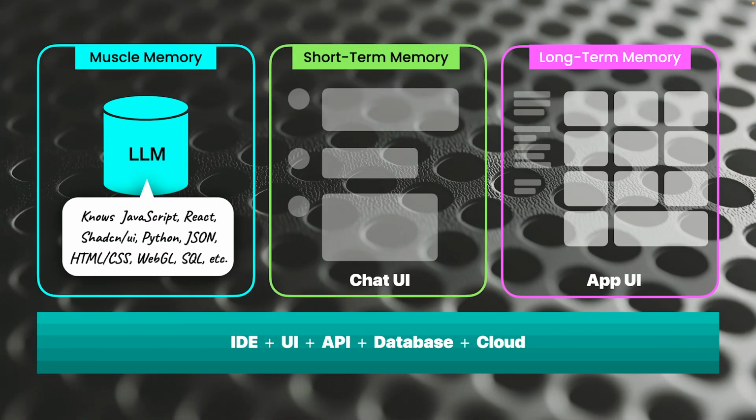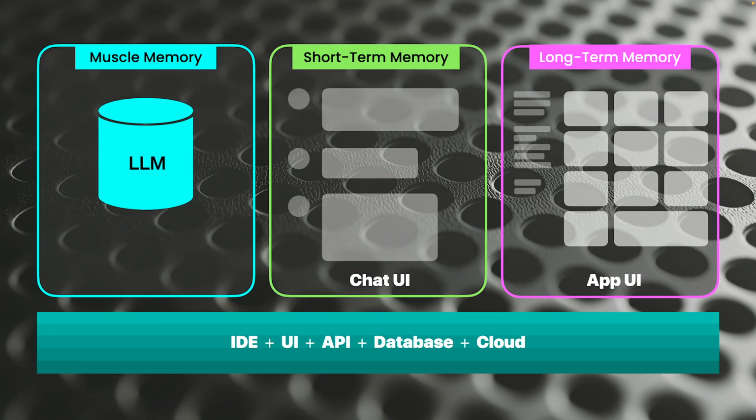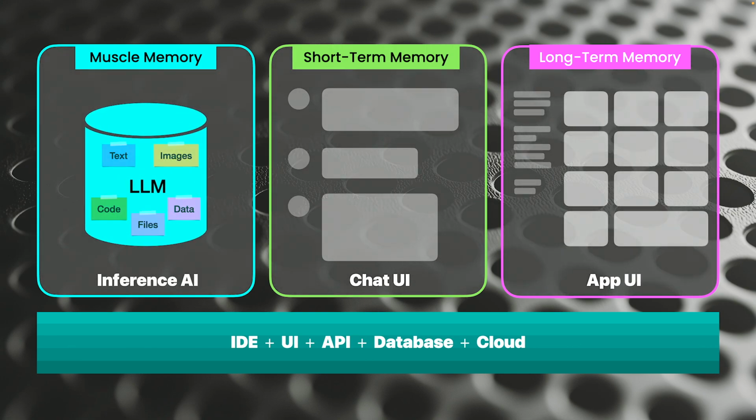But if you think about this not just as human skill learning, but think about the LLM dealing with these media types of text, images, code, data, and files, which, by the way, a lot of these models don't really distinguish between. Whether it's code or data or text, it's all the same.